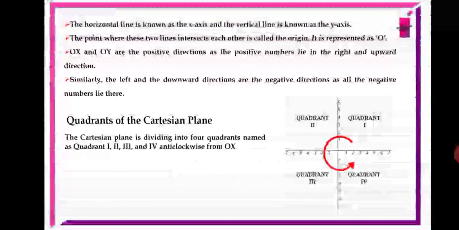OX and OY are the positive directions, as the positive numbers lie in the right and upward direction. Similarly, the left and downward directions are the negative directions, as all the negative numbers lie there. So the Cartesian plane, when x and y intersect each other, divides into four parts. The four parts are called four quadrants. The Cartesian plane is divided into four quadrants named quadrant 1, 2, 3 and 4, anti-clockwise from OX. It is shown in the figure. You can see Q1, Q2, Q3 and Q4, which are in the anti-clockwise direction.